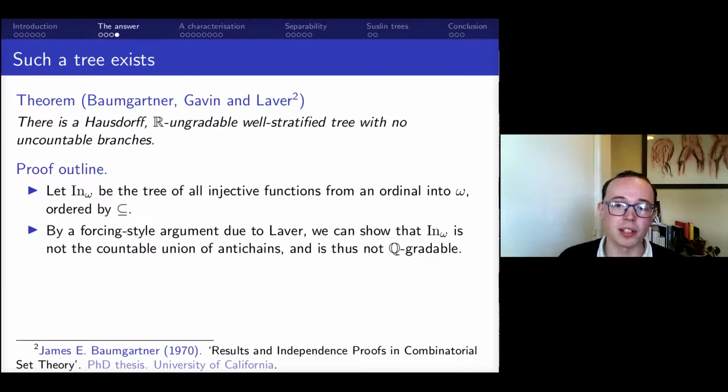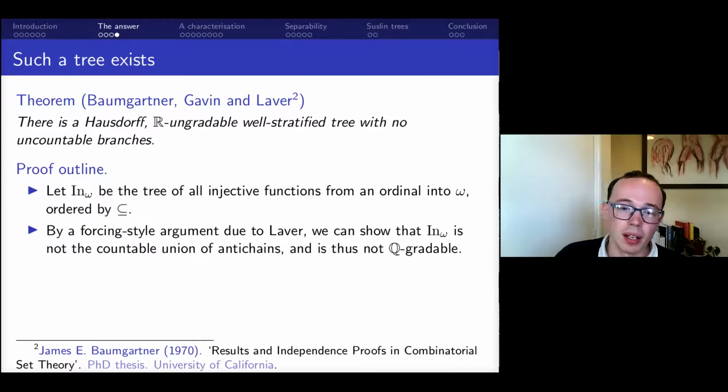Moreover, we can see that the tree cannot have any Q gradings. And the way we do this is by a forcing style argument due to Laver, where we show that the tree cannot be special, i.e. cannot be the union of countably many antichains.